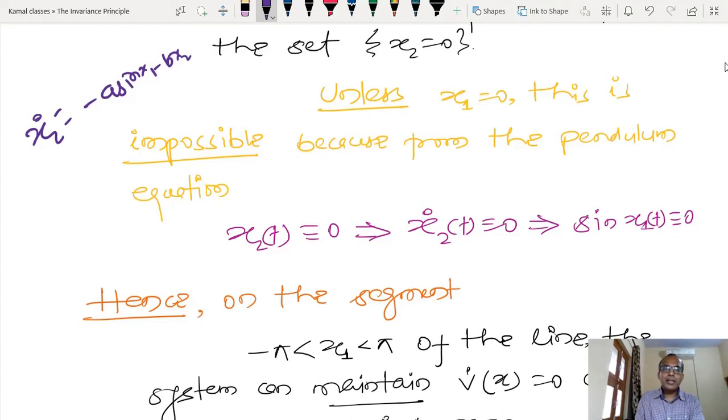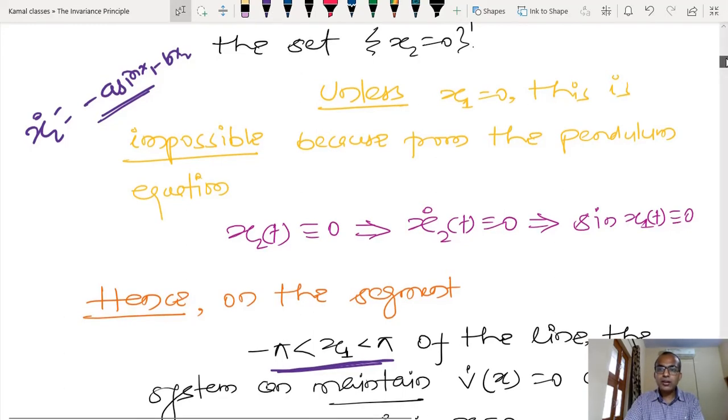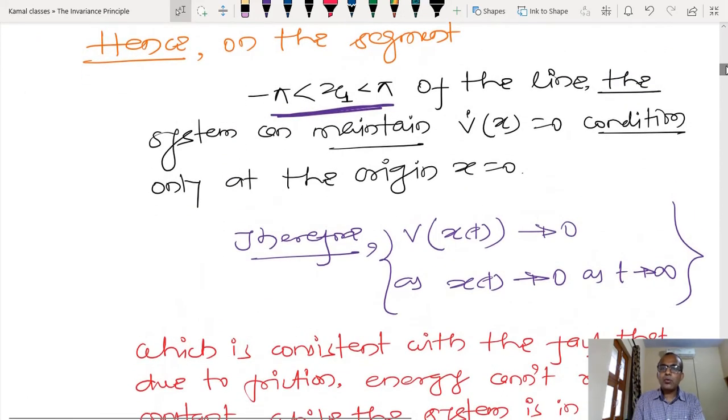Now x2 equals 0 and x2 dot also equals 0. Due to that reason, I have to make sure that a sine x1 equals 0 at the same time. If you concentrate the motion on the interval minus pi to pi, then in order to maintain this, I have just one solution in this region, that is x1 equal to 0. So the system can maintain V dot x equal to 0 only at the equilibrium point. By further analysis, I cannot maintain V dot x equal to 0 on the x2 equal to 0 line. Due to the dynamics of the system, V dot x equal to 0 also implies x1 tending towards 0. So x2 is already 0 and x1 tends towards 0, so both x1 and x2 tend towards 0.